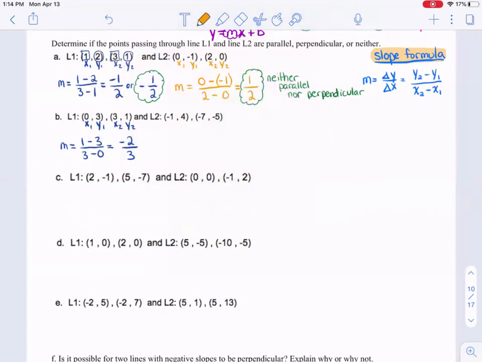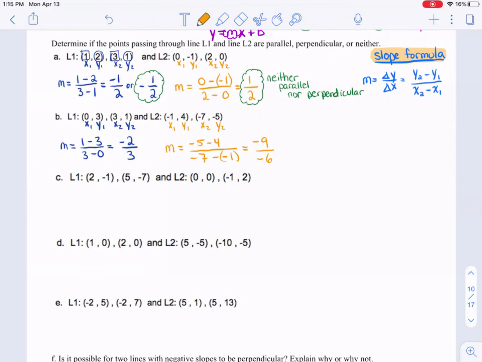Label. And substitute. Negative 5 minus 4 over negative 7 minus a negative 1. Being careful of that double negative. Equals negative 5 minus 4 is negative 9 over negative 7 plus 1 is negative 6. Miss Murphy, do we need to reduce this?